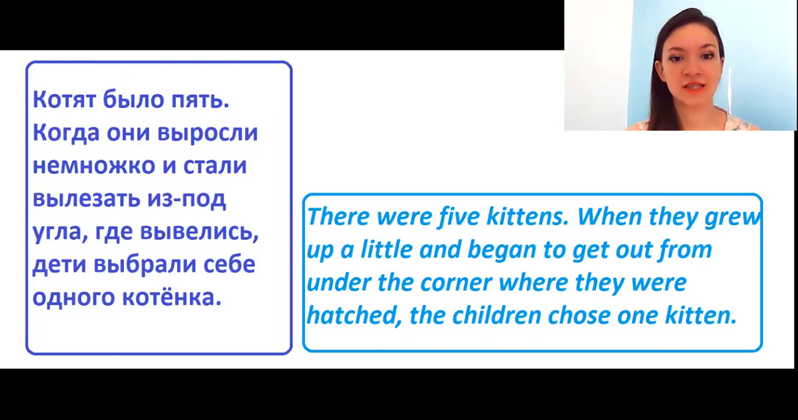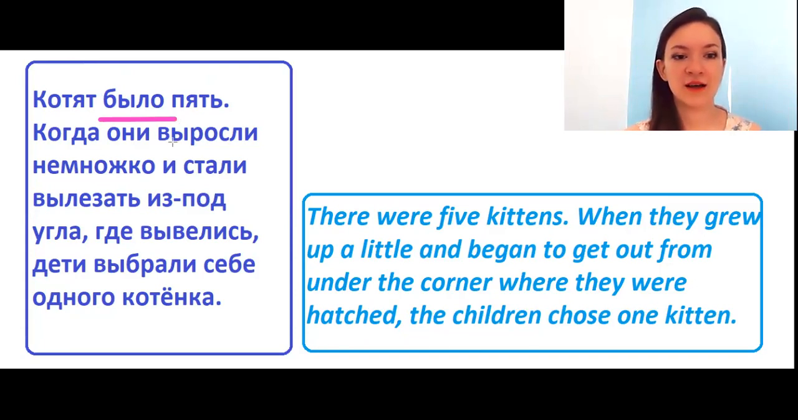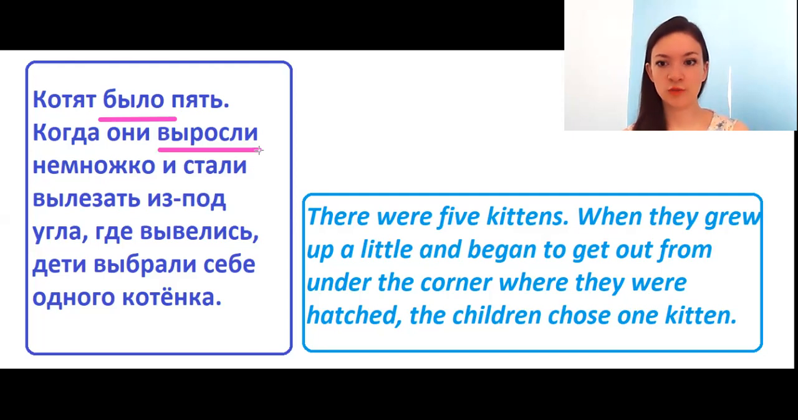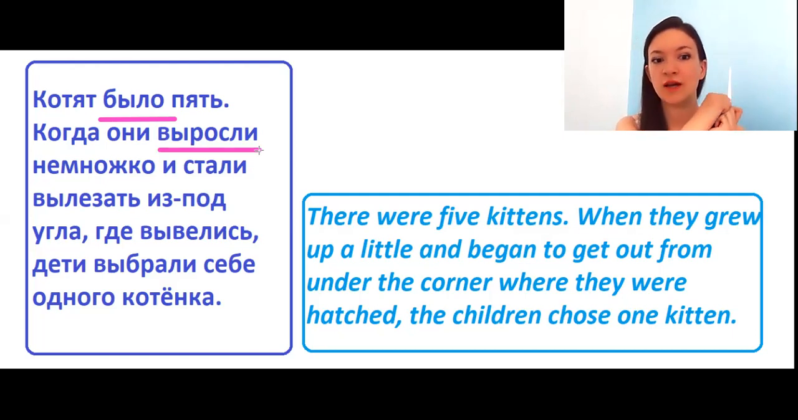Here we have again lots of different verbs. As you already know, было in Russian language is imperfective because we talk about a long process of being and existing. Когда они выросли немножко. Выросли, it's a perfective verb. When they grew up a little bit. We have the result here because they were very small and then they were more adult. That's why we use a perfective verb here.